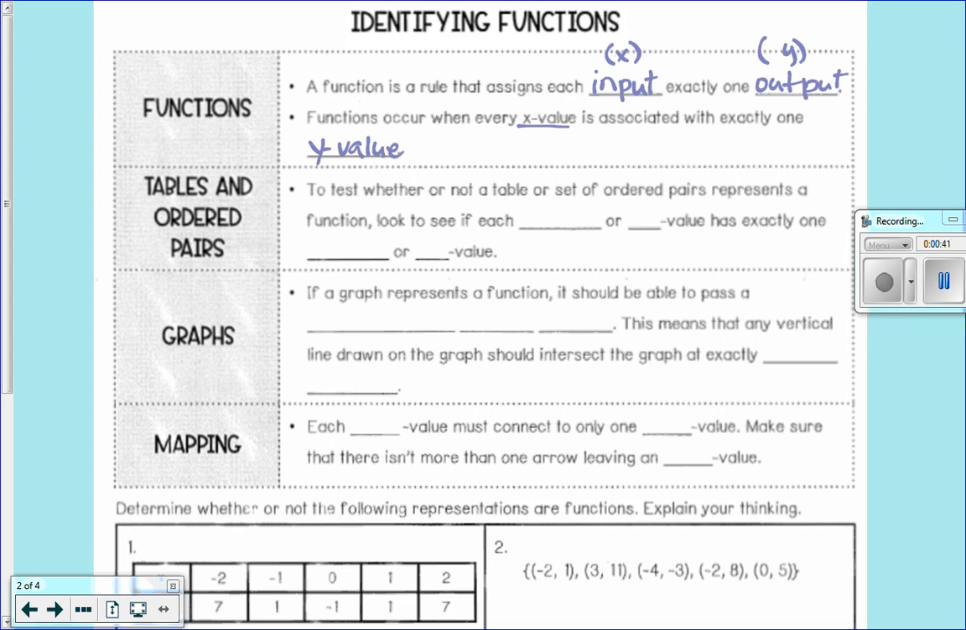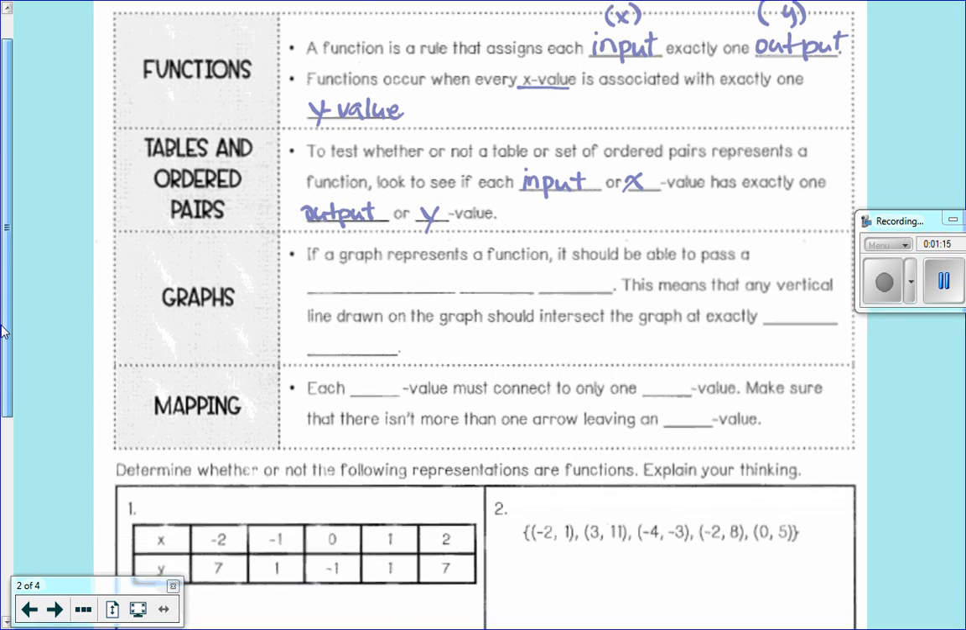All right, so we're going to determine what is a function when we have a table or ordered pairs, looking at a graph, and then a mapping, okay? So to test whether or not a table or a set of ordered pairs represents a function, look to see if each input, or your x value, has exactly one output, which is a y value. Okay, so let's look at an example.